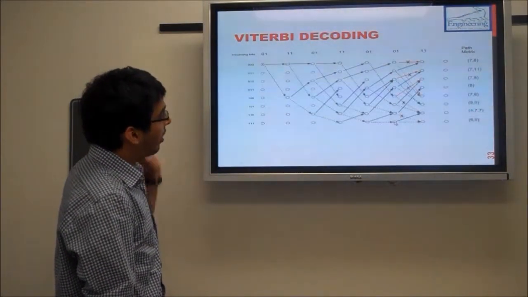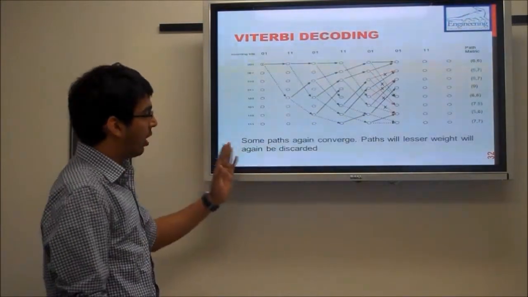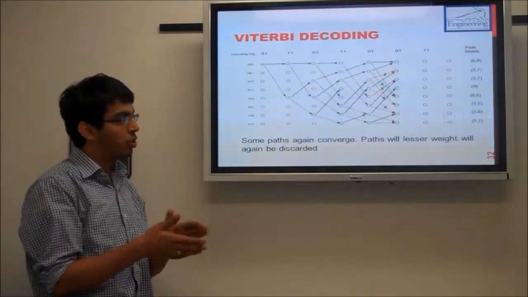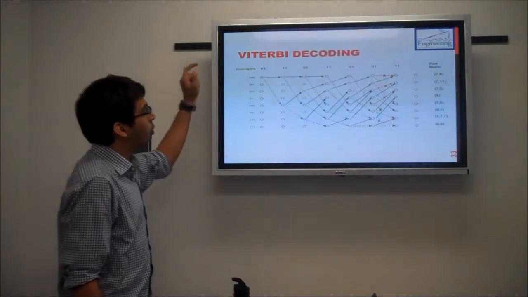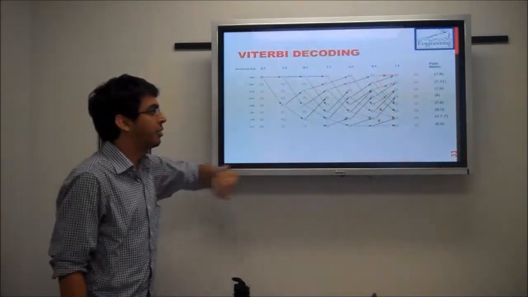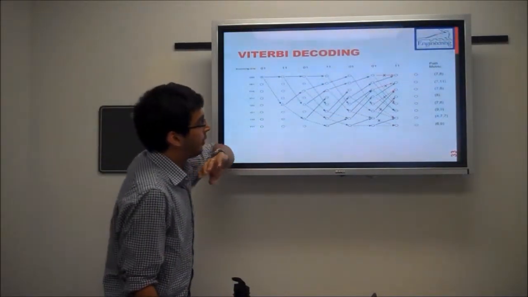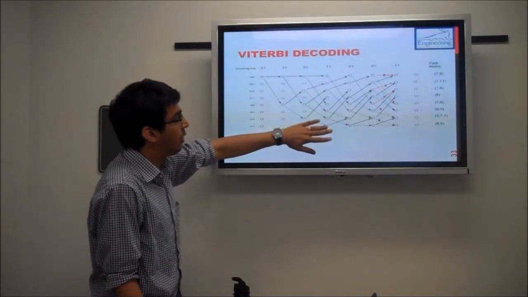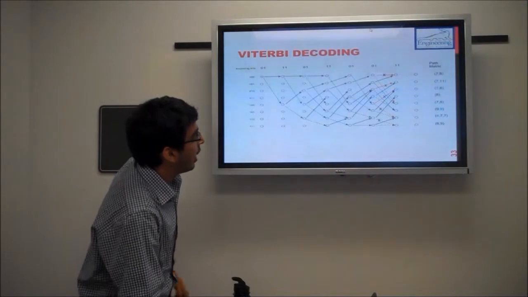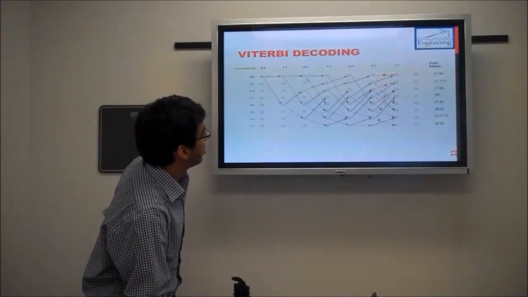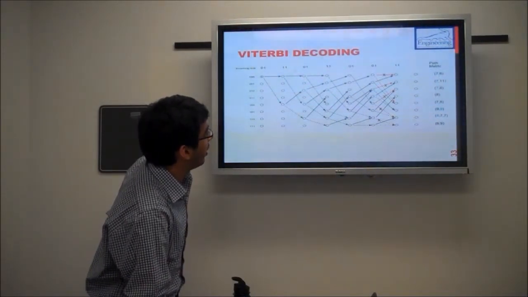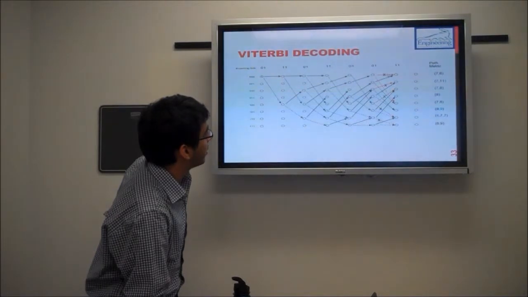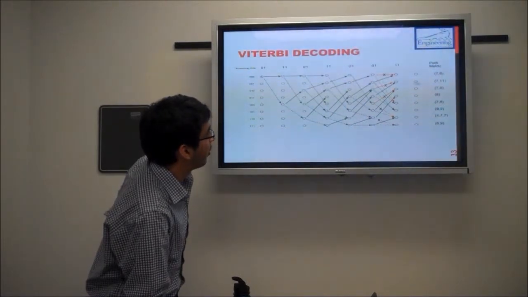So again, we keep on traversing and we keep on removing the paths which converge to a particular point. So we keep on moving through this Viterbi decoding trellis, and we keep on computing the path metrics. Here you see that this path which is coming from here has a path metric of 7, and the other path which is coming from here has a path metric of 8.